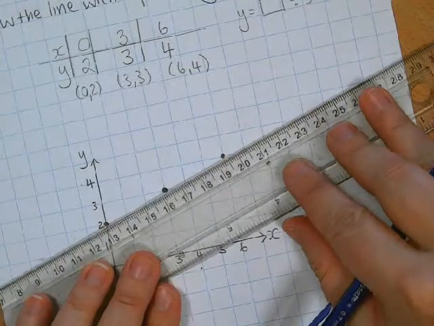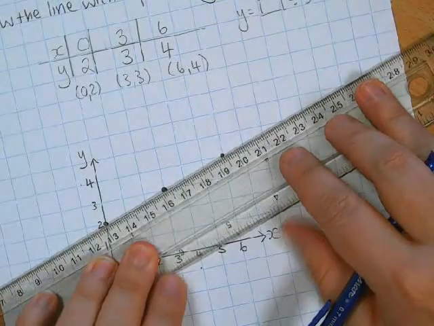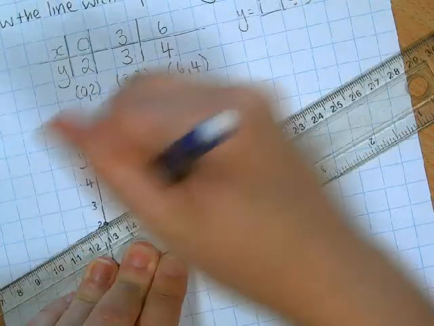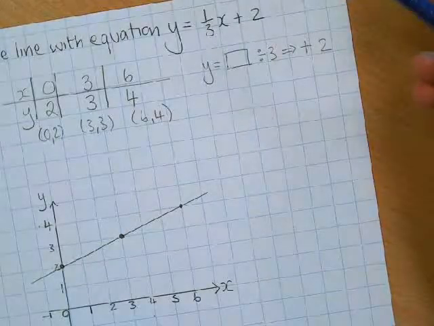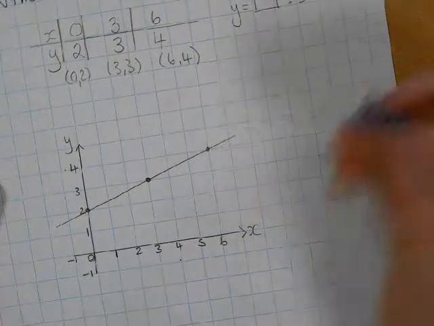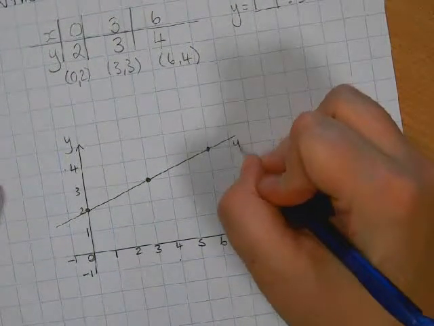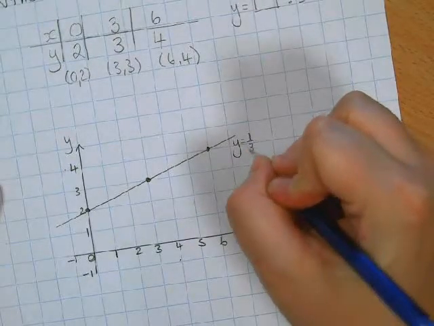If you're ever in a situation where all 3 of them don't make a straight line, it means you've probably done one of them wrong when you were doing the working out bit up here, so you need to go back and check that. So that's the line drawn. All that's left to be done is write the equation on it. This is the equation y equals 1/3 of x plus 2.